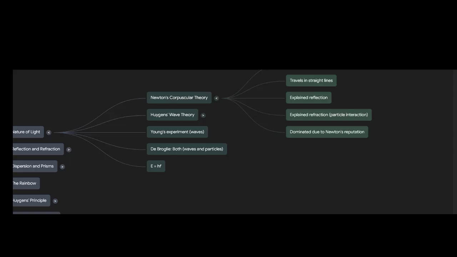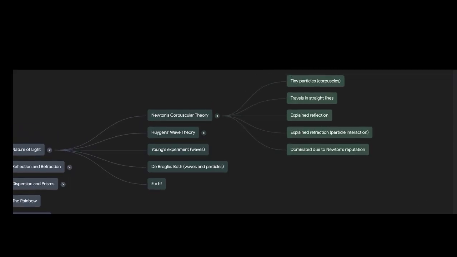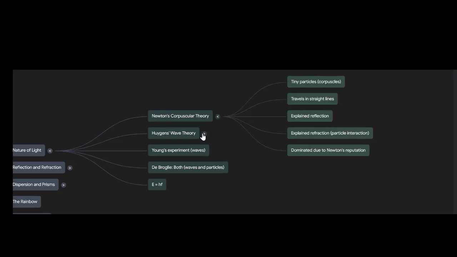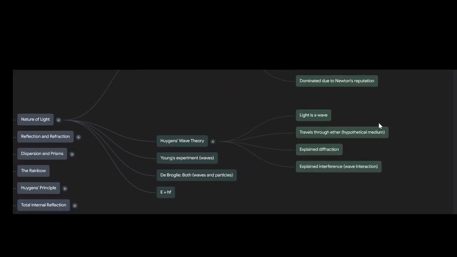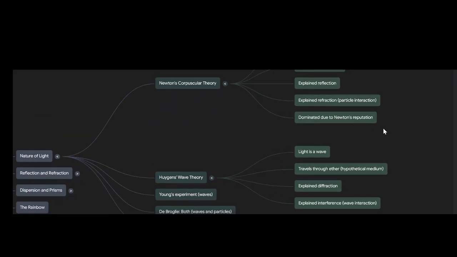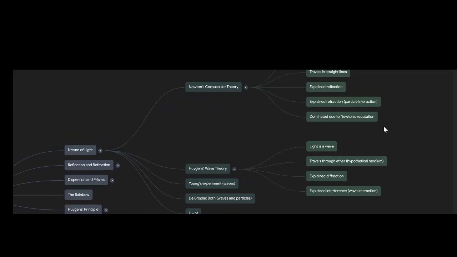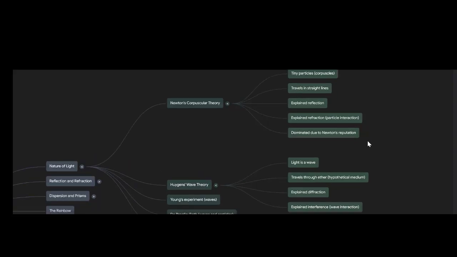Completely differently. Christian Huygens argued, no, it's not particles, it's a wave. Rippling through this invisible stuff called the ether. The ether, right, like sound waves through air, but for light. Exactly like that. And his wave theory explained things Newton's particles struggled with. Like what? Well, diffraction, for one, how light bends around corners slightly, and interference, how two light beams can add up or cancel each other out. That sounds very wave-like. Particles don't really do that.